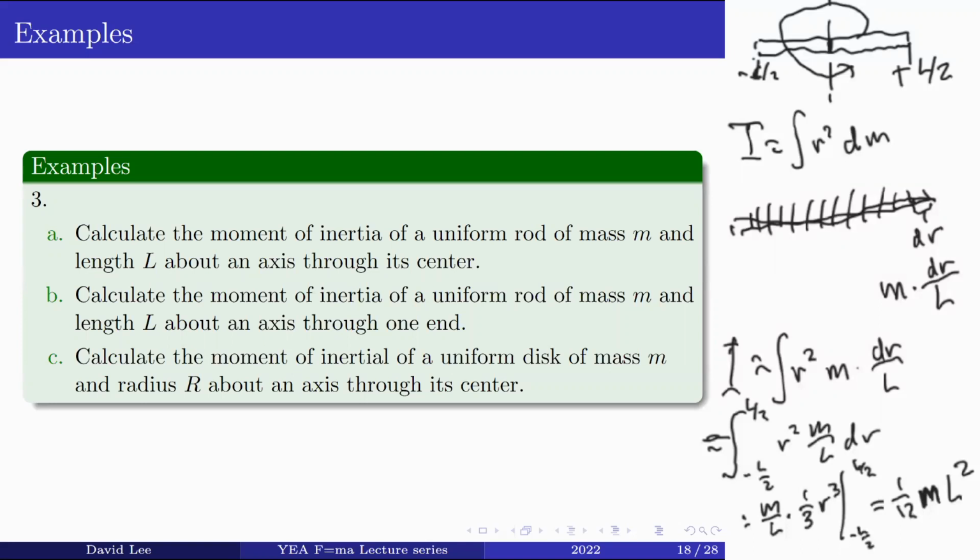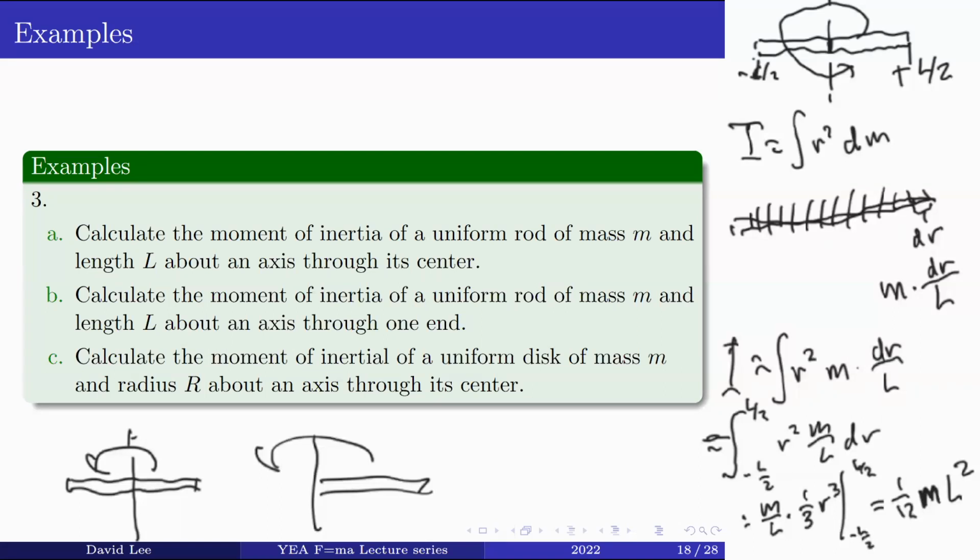All right. So let's talk about parts B and C now. So part B is asking us to calculate the moment of inertia. This is also a uniform rod, but it's around an axis through one end. So as I said earlier, which axis it's around changes the moment of inertia. So before we had something like this, now we have something like this.